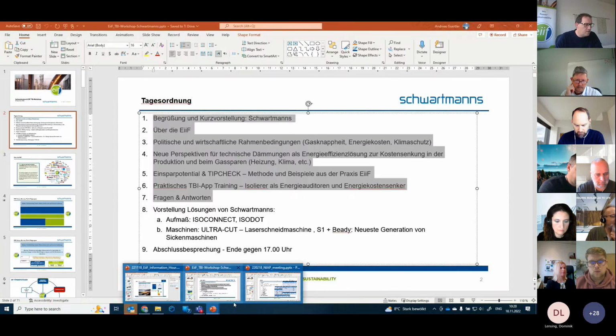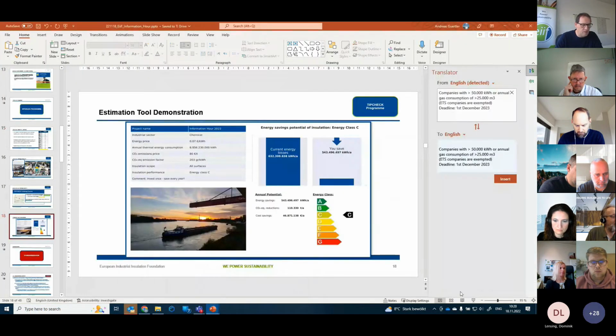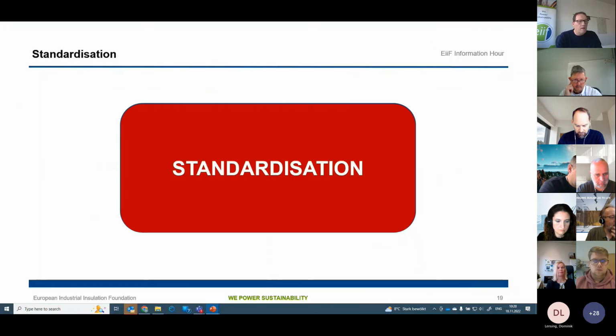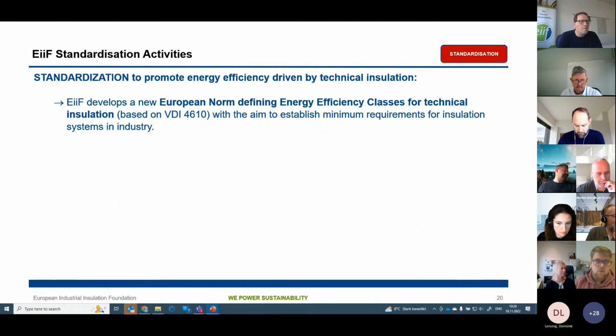That brings me back to the information hour presentation. Looking at standardization, which is the next pillar we want to go further into. The most important, and we just had a president's team meeting this week, so if anything goes wrong, the only thing which can't go wrong is this standardization energy classes norm for Europe. So that is our highest priority.